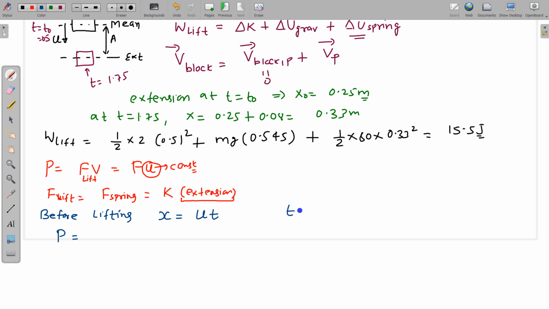Before lifting, let's write it as t less than or equal to t naught. T naught is 0.5 here. So this power is equal to lifting force times velocity. Lifting force is spring force. Spring force is k into x. X is ut. So this is the force and this is velocity. So this is ku squared t. This is the power delivered by the lifting force for t less than or equal to t naught. What is it after t greater than t naught?